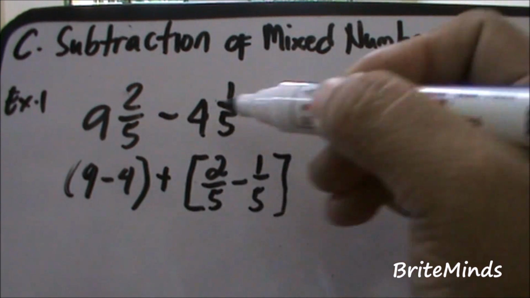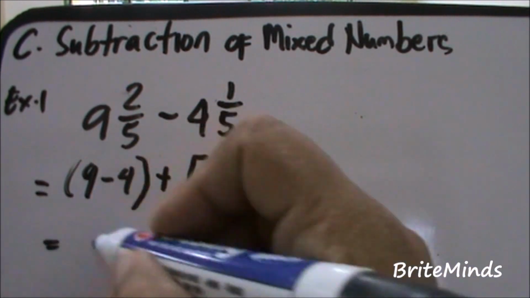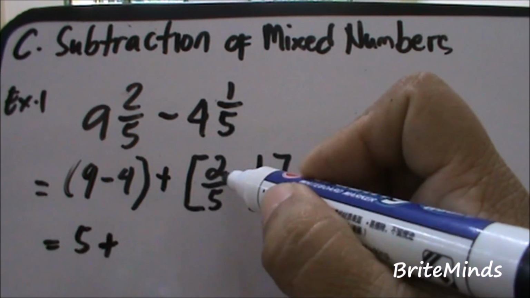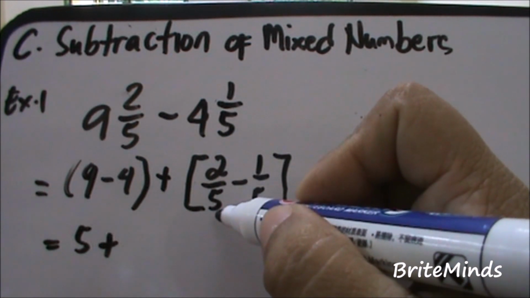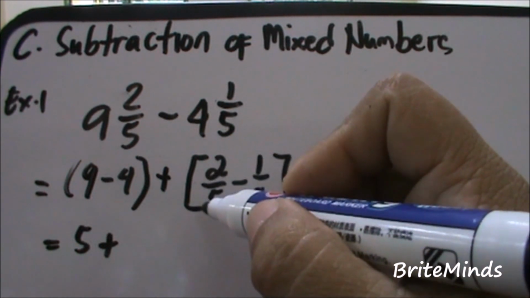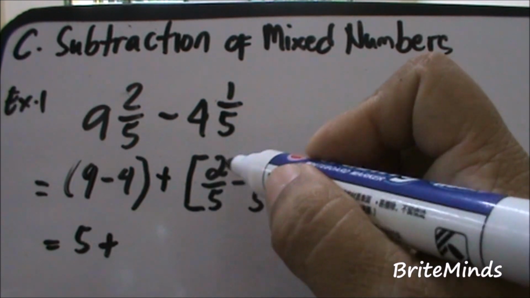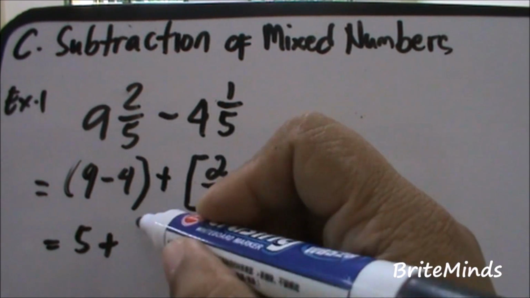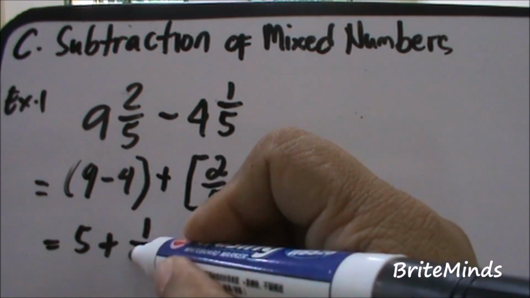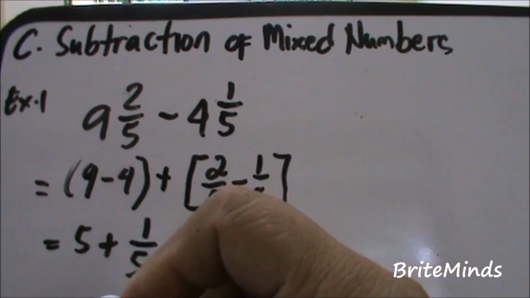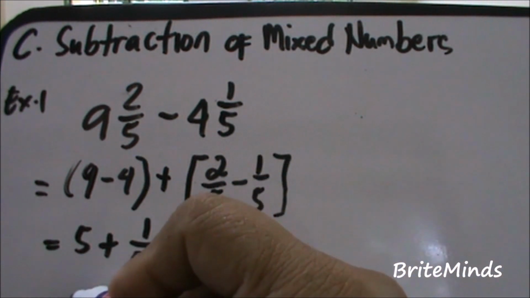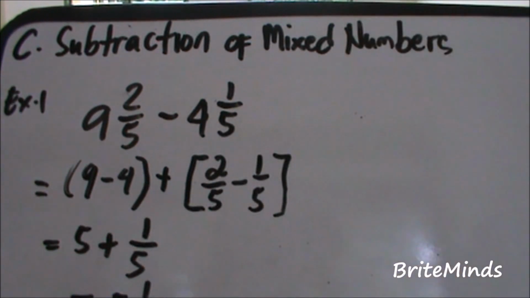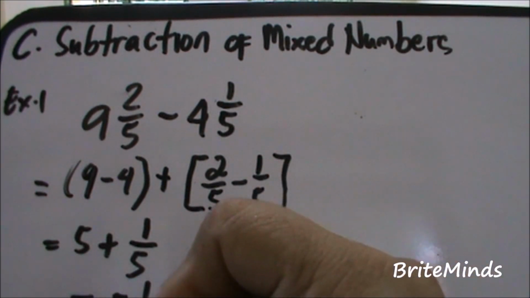1/5. So equals 9 minus 4 is 5 plus, since these two fractions are similar, proceed to subtract the numerators above and then retain the denominator. So 2 minus 1 is 1 over 5. So the answer will be 5 plus 1/5 is 5 and 1/5. So this is our answer.